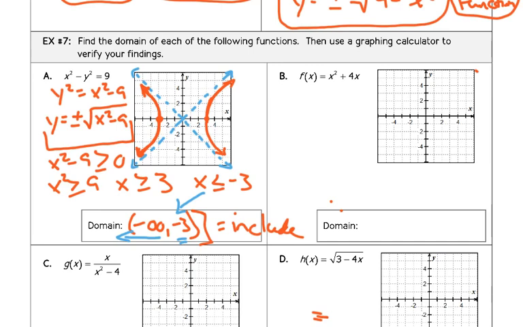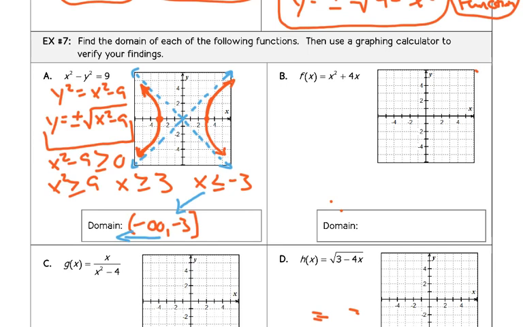Right? So actually, in this case, I do want to include negative 3. The way that I wrote it initially was incorrect. This is what it should be, including negative 3 with a bracket. But then I also want to include x is greater than or equal to positive 3. Now, how would I write that?